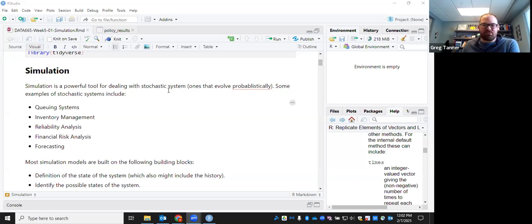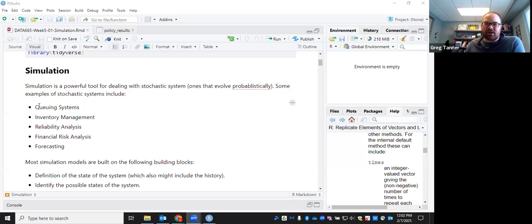Simulation is a pretty powerful tool for when you're dealing with stochastic systems, any sort of system where the system evolves over time probabilistically. So it's not deterministic. You aren't guaranteed exactly what's going to happen in the future, but instead you look at some random chance playing into it, and you're looking at the probability that it's going to be in a certain state in the future.